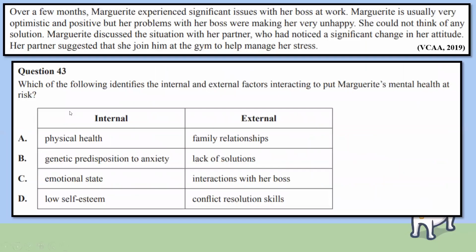All right, next question. So another scenario and just one question here. I'm going to give you guys about 1.5 minutes, I think, to do this one, and your time starts now.